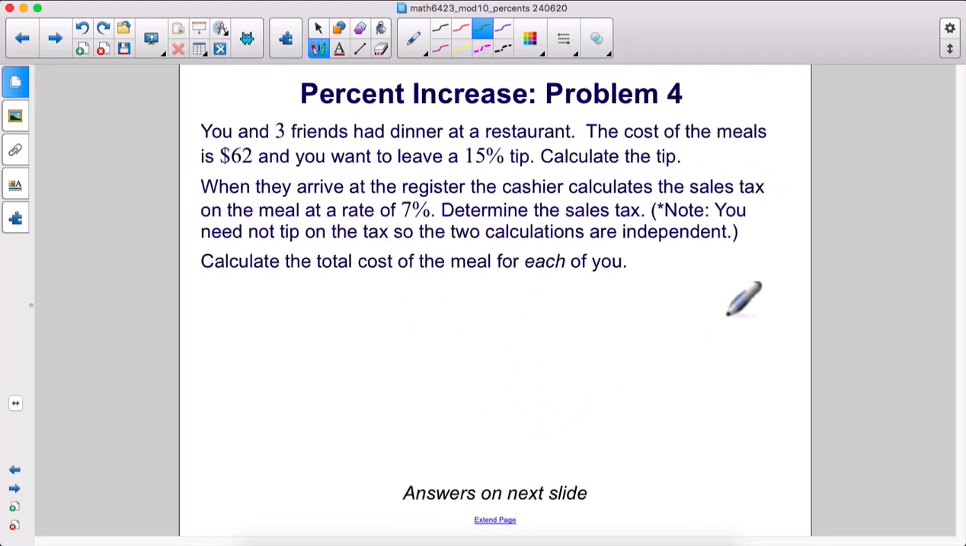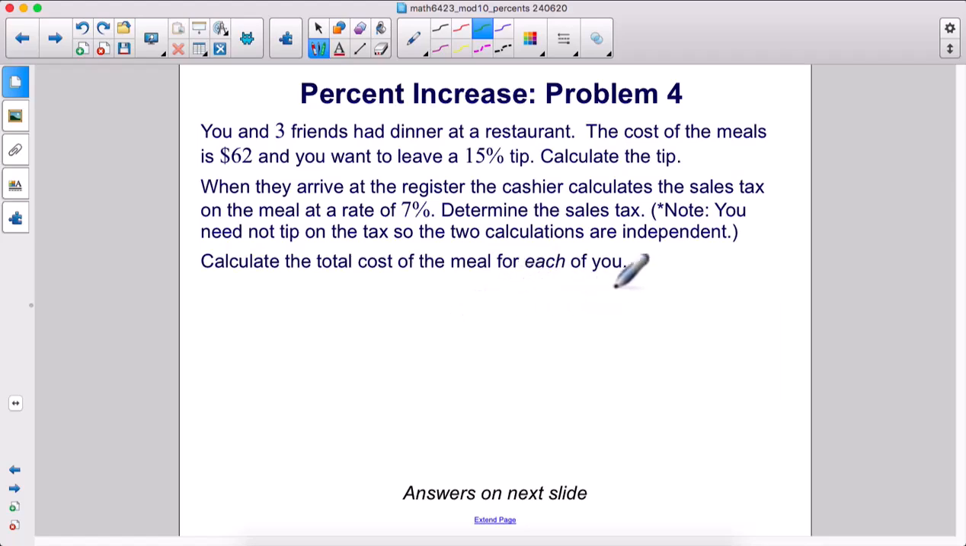You and 3 friends had dinner at a restaurant. The cost of the meals is $62, and you want to leave a 15% tip. Calculate the tip. When they arrive at the register, the cashier calculates the sales tax on the meal at a rate of 7%. Determine the sales tax. Note, you need not tip on the tax, so the two calculations are independent. Calculate the total cost of the meal for each of you.